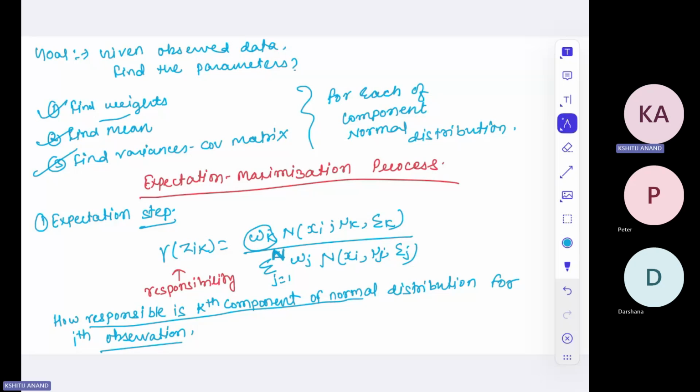So how do we do this? In the denominator, you have W1 into normal distribution 1 plus W2 into normal distribution 2 plus W3 into normal distribution 3. And the numerator is just the weight of the kth component and the normal distribution, the probability density function of xi. So let me show it using the code, and then you will understand it very simply.